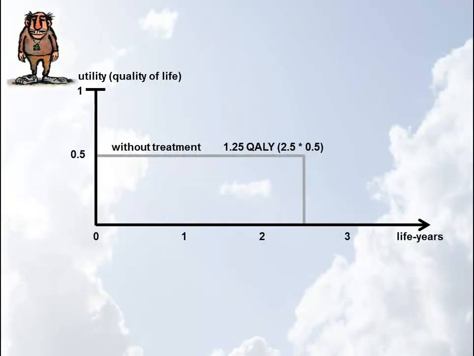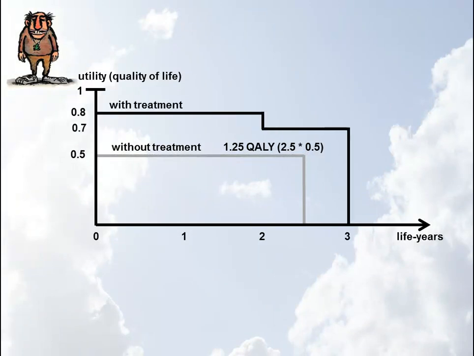With treatment, on the other hand, he will live the first 2 years at a utility of 0.8 and then a third year at a utility of 0.7. This would result in 2.3 QALYs: 2 life years times the utility of 0.8 plus 1 life year times a utility of 0.7.